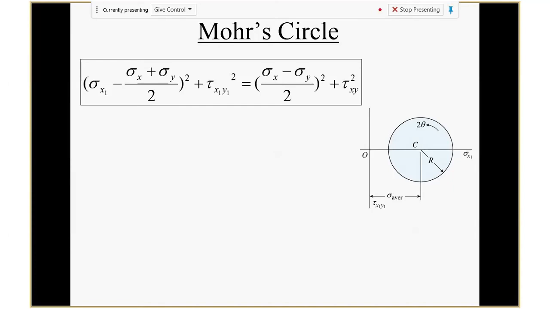So now, first, how do you draw this circle? Second is how to use the circle to find the principal stress, the principal direction, and maximum shear stress. That's what we needed to find. Of course, you can use the equation I just gave you, which we talked about a second ago. But you can also just use the circle, which shows it to you visually.